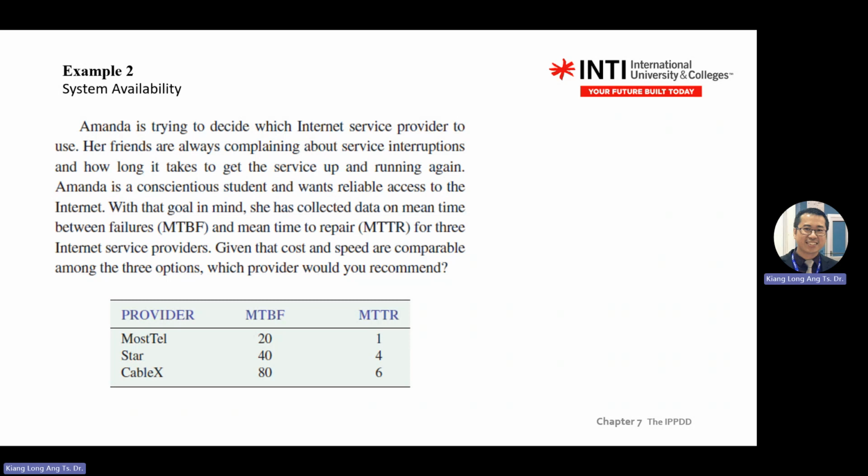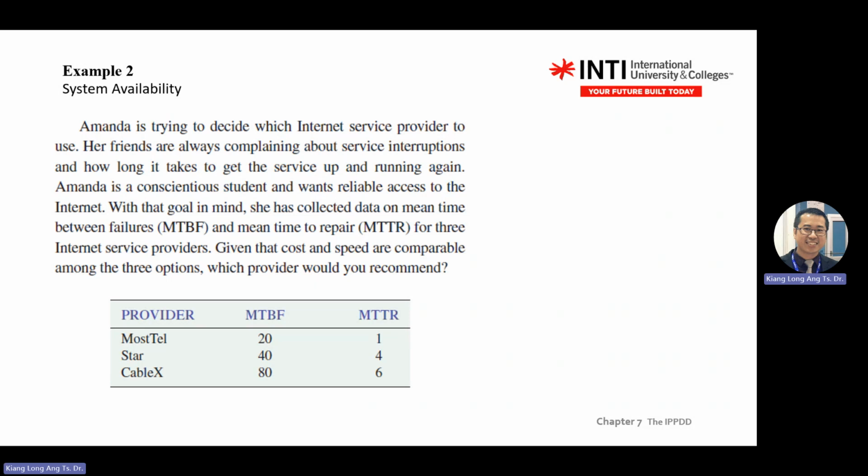Okay, this is another exercise, as example 2. This person is trying to decide on an internet service provider. His friend is always complaining about the service, how long it takes to get the service up again. So Amanda is a conscientious student. She collects data, MTBF and MTTR, for 3 internet service providers. Given that cost and speed are comparable, who would you recommend?